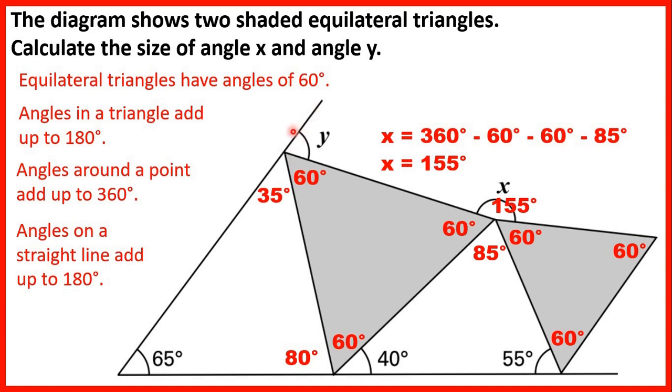So now, again, we have angles on a straight line. We know that this angle is 35 and this angle 60, so that's 95 altogether. And if we subtract that from 180, we get 85 degrees for angle Y.